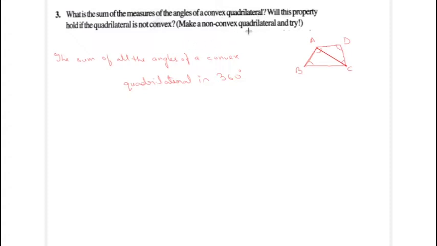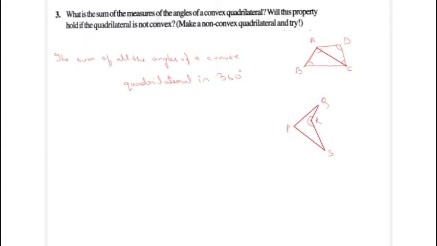Now, next part is what? Will this property hold if the quadrilateral is not convex? Now we have to draw a concave polygon. Now, not convex means it is a concave polygon. Okay. Now see here we have made a concave polygon P, Q, R and S. See here this angle is more than 180 degree. This angle is more than 180 degree and all the other angles are less than 180 degree.